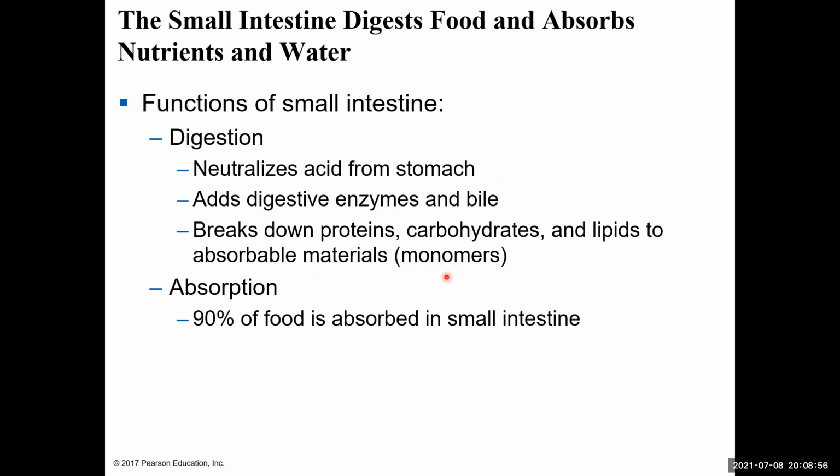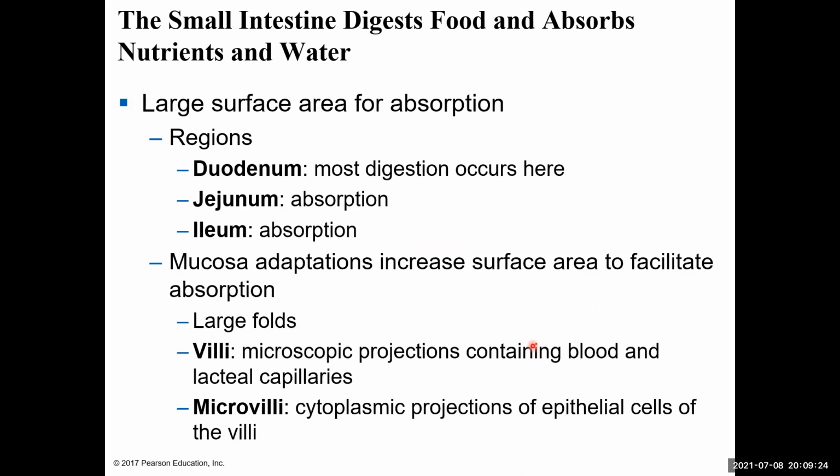Remember, their monomers are their individual components, right? So like carbohydrates are monosaccharides, proteins are amino acids, right? And so those are what's going to be absorbed by the digestive system. Okay? And 90% of the food is absorbed in the small intestine, with the remaining 10% being absorbed in the large intestine. Okay? Now, the small intestine has a really large surface area.